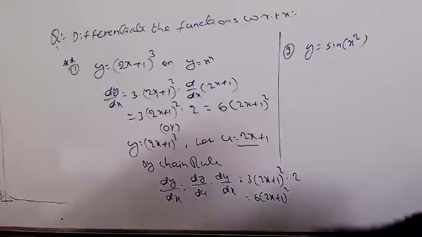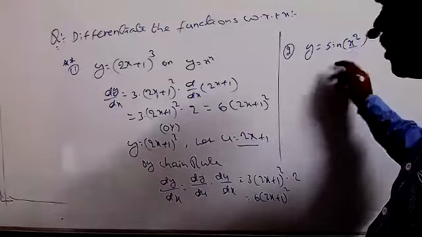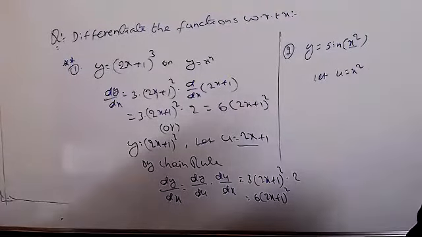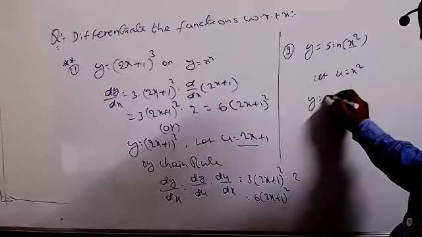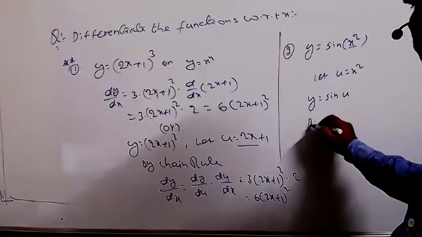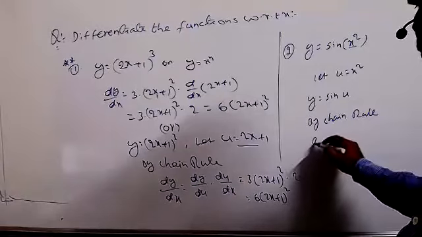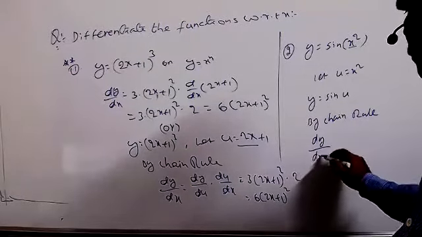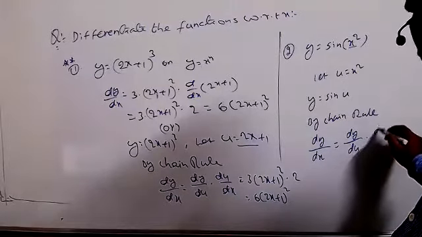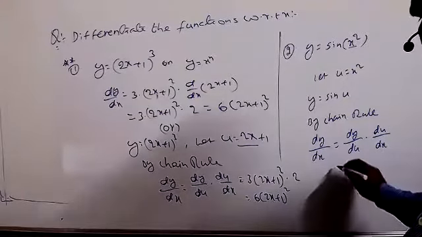So by using chain rule, what will we do? Simple. This is like sin x, so take let u equal to x square. Then y equal to sin u. Now by chain rule, what is the formula we have? dy by dx equal to dy by du into du by dx. The same you can write now.